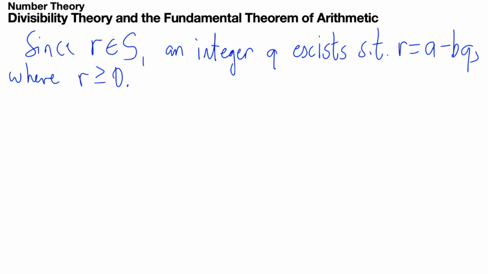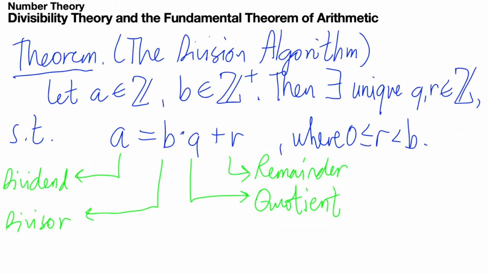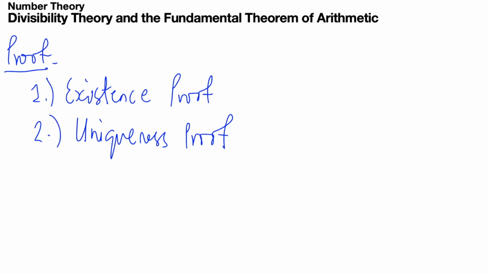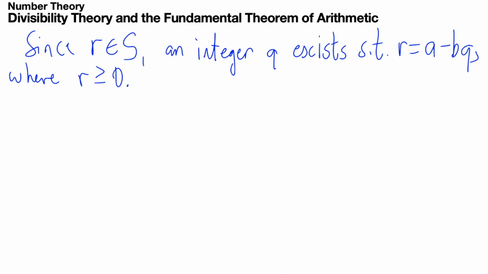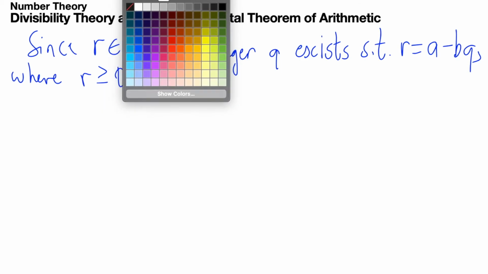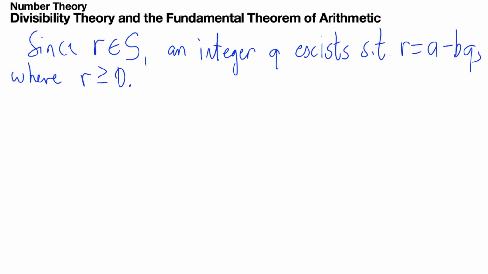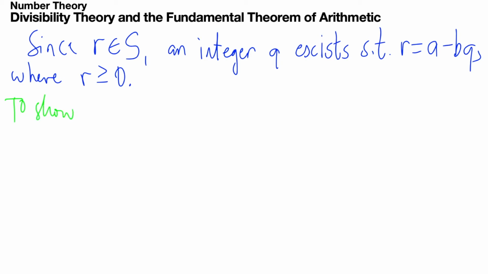In our original statement of the proof, we have that R is greater than or equal to 0, but we haven't shown that R is strictly less than B. So maybe we can have a short proof of that, to complete the inequality, that R is strictly less than B. We will prove this by contradiction.